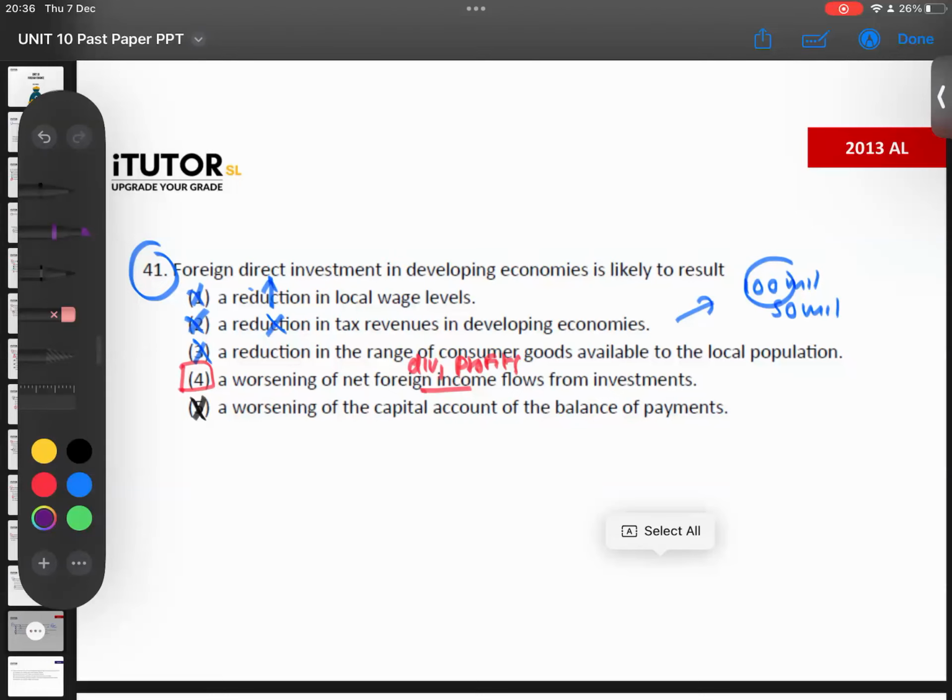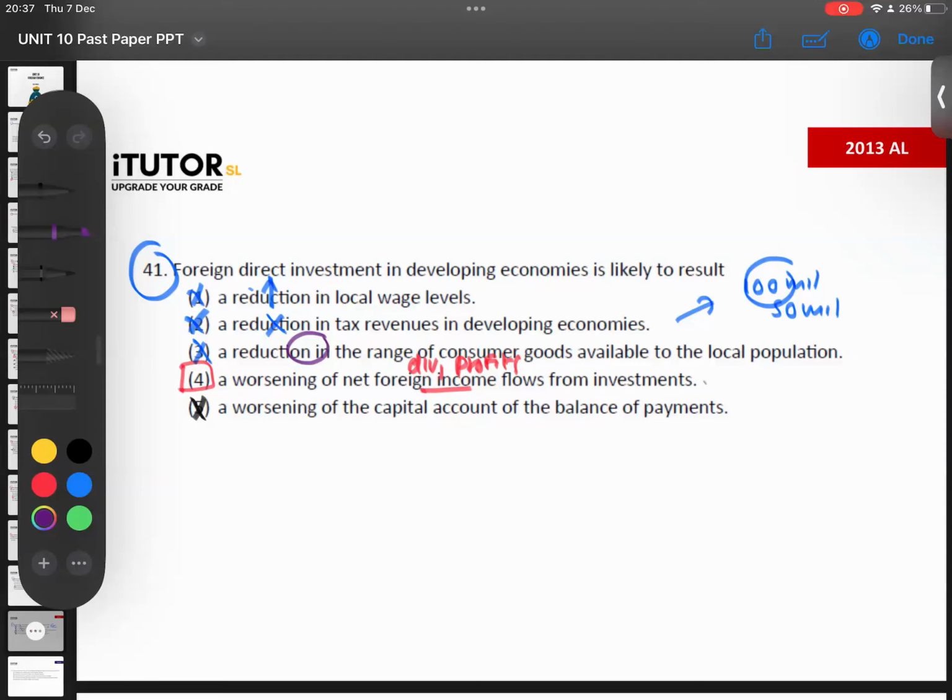Reduction in the range of consumer goods? No. Now, consumer goods, for example, when more businesses come and start in Sri Lanka, Lamai, there will be more consumer goods. For example, if Nike starts a factory in Sri Lanka, now you have Nike shoes also in Sri Lanka. There is an increase in the range of consumer goods. So, those are the options. Okay.